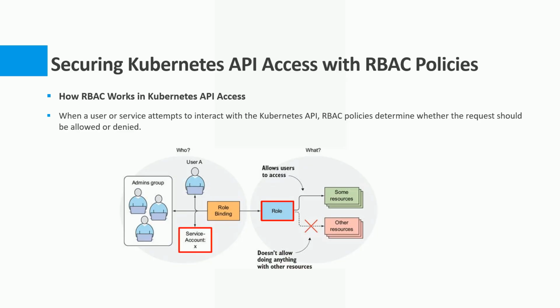Suppose you have created a role and you have created a service account. Now you want to assign a role to the user. So here role binding comes into the picture. A role binding assigns a role to a user, group or service account.